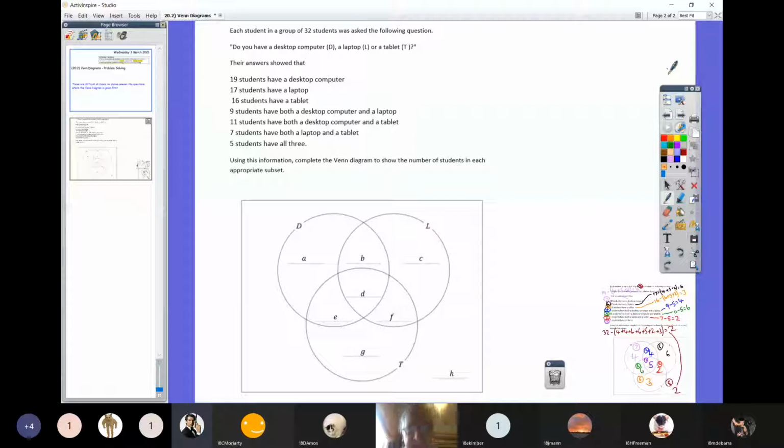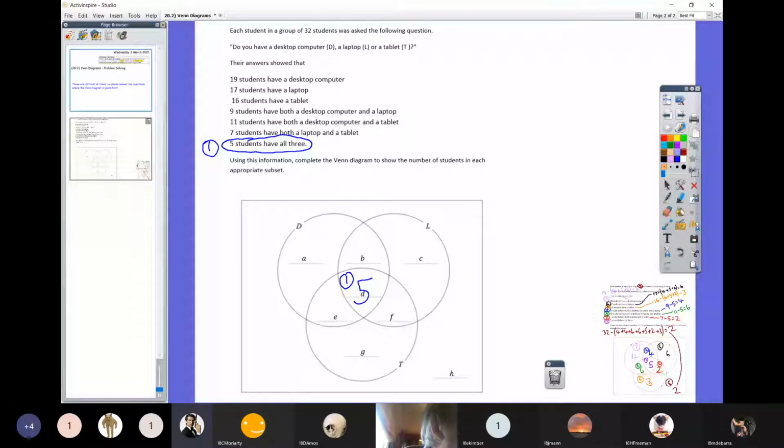So you want to start off right in the middle and do that bit which is D to start with. You've got to go through the information and find out the bit which is right in the middle, the lowercase d. So those people who've got both a desktop, a laptop and a tablet, and you can see that information is given at the bottom of that list, that 5 students have got all 3. So that is the first thing we do. And I'm just going to put in a circle each time the order we've done things. Okay, so that's the first thing we've done. We popped in the middle the 5 people that have got all 3.